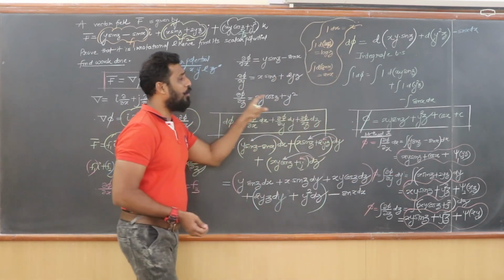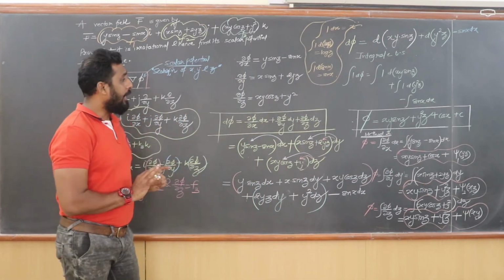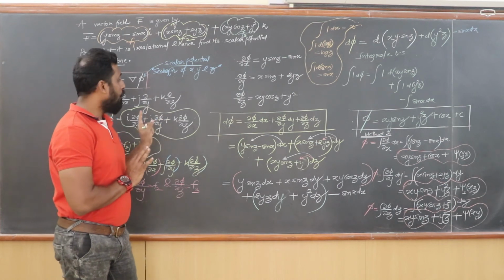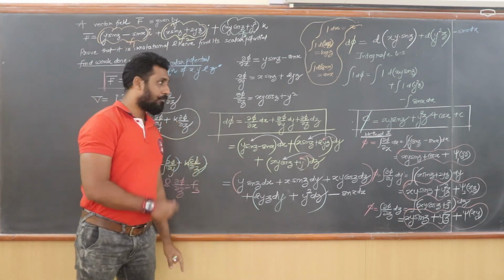So these are the 2 different ways in which you can find the scalar potential function. I hope you have understood. Note it down.